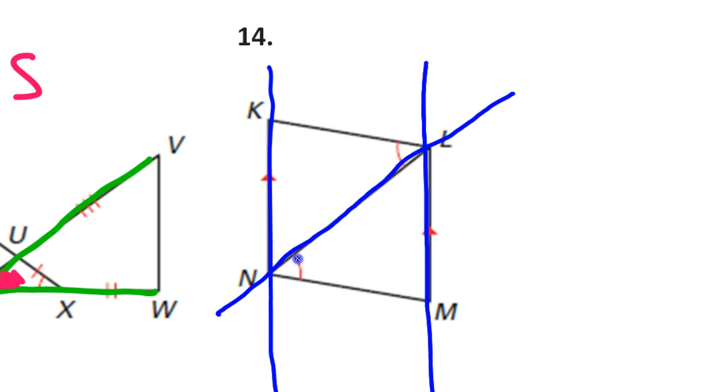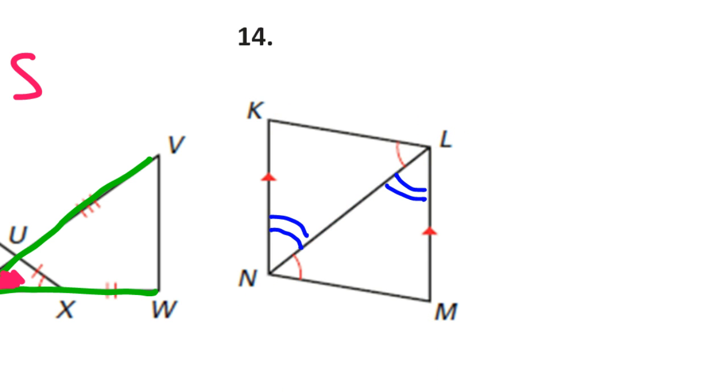Hopefully you can see that right here and here I have alternate interior angles. And if they are parallel lines, then they should be congruent. So these two angles will be congruent. All right, that's all I needed from these two. Okay, so these are alternate interior angles, so they will be congruent.